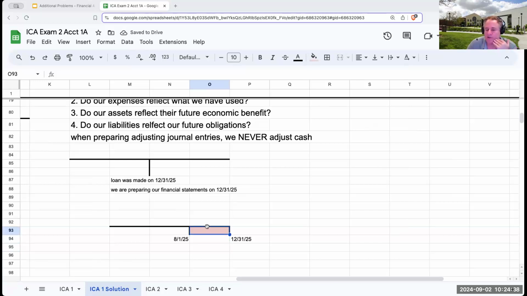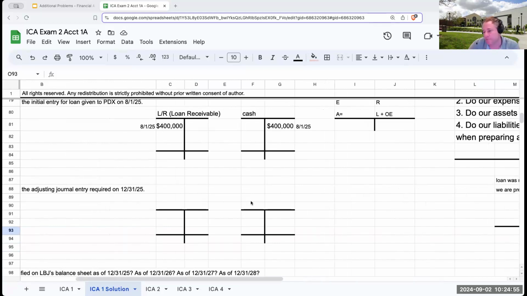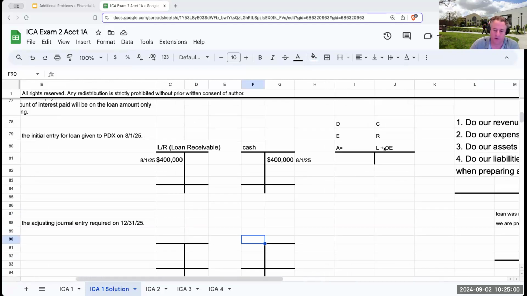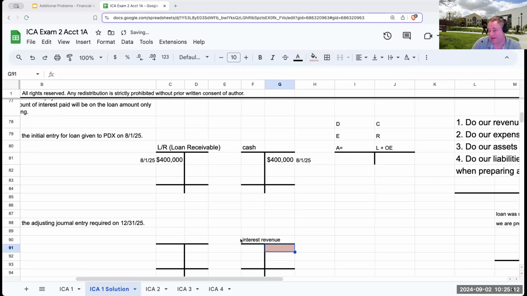So what we're going to need to do is, because we've loaned money to somebody, and when we loan money to someone, they're going to pay us not only the loan amount back, but they're also going to be paying us interest. So what we have over here is kind of the inverse of a loan payable. We need to record interest revenue. Now, how do we record revenue? We're going to record revenue with a credit. So I'm going to record credit interest revenue. Not sure what that amount is going to be yet, but we will figure it out.